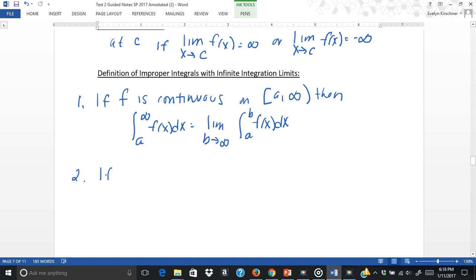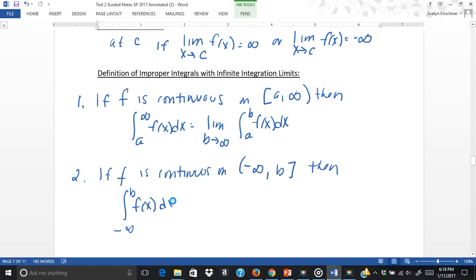2, if f is continuous on negative infinity to b, then I can define the integral from negative infinity to b as the limit as a approaches negative infinity of the integral from a to b of f of x dx.